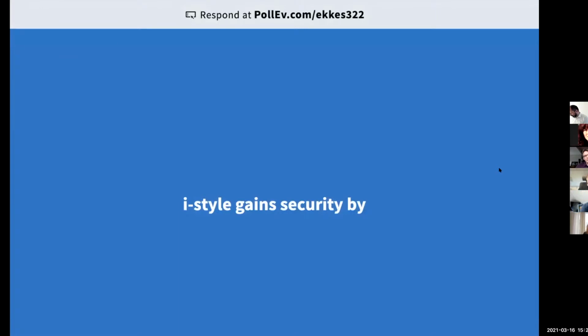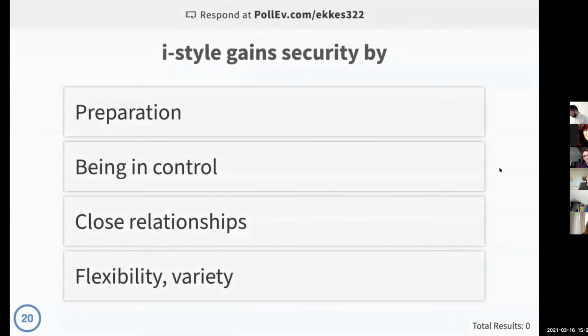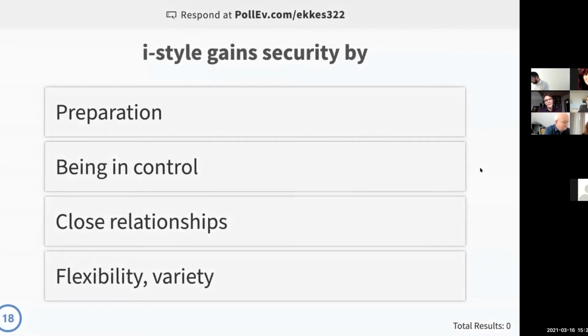I style gains security by. Remember, I is the influencing, social style. What is important for them to gain security? How do they feel secure?